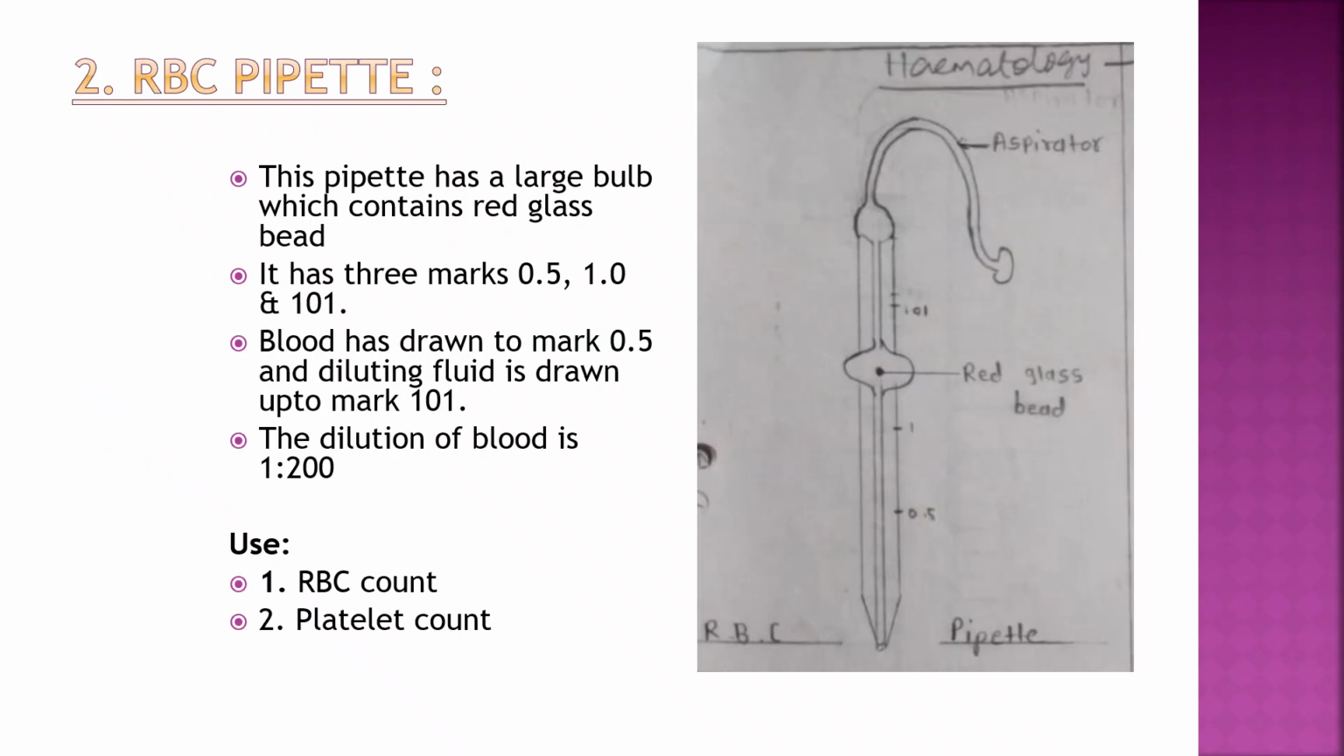The second thing required for the hematology laboratory is the RBC pipette. This pipette has a large bulb which contains a red glass bead, so that we can differentiate it from the WBC pipette, which contains a white glass bead. It has three markings: 0.5, 1 and 101. Blood we have to take up to the 0.5 marking, and then diluting fluid up to the 101 marking, so that the dilution of blood with the diluting fluid is 1:200 for doing RBC count. The uses of the RBC pipette are, one, RBC count estimation, and second, platelet count estimation.